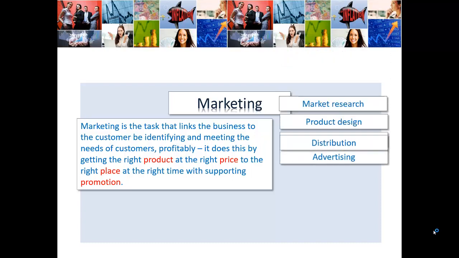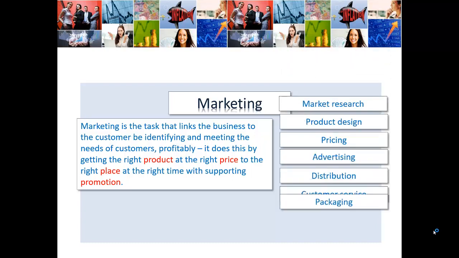And marketing does this through a range of different processes. So there's market research, product design, pricing, advertising, distribution, customer service and packaging. All of these are different components of marketing which need to be considered.